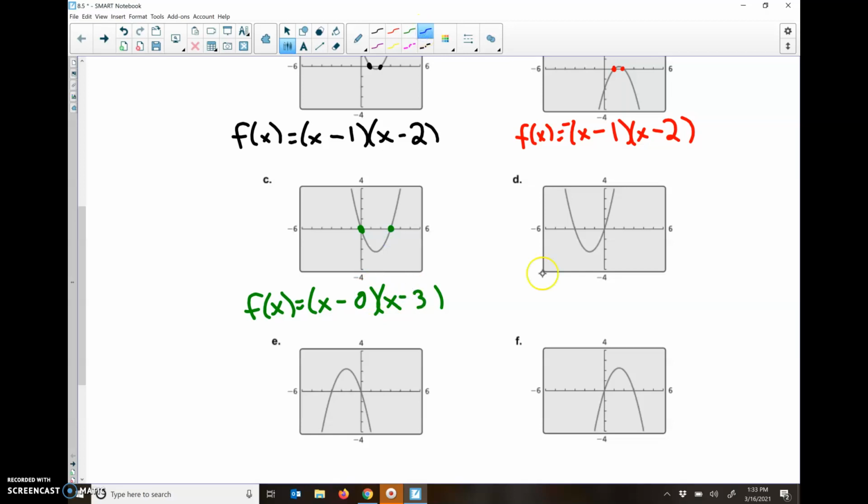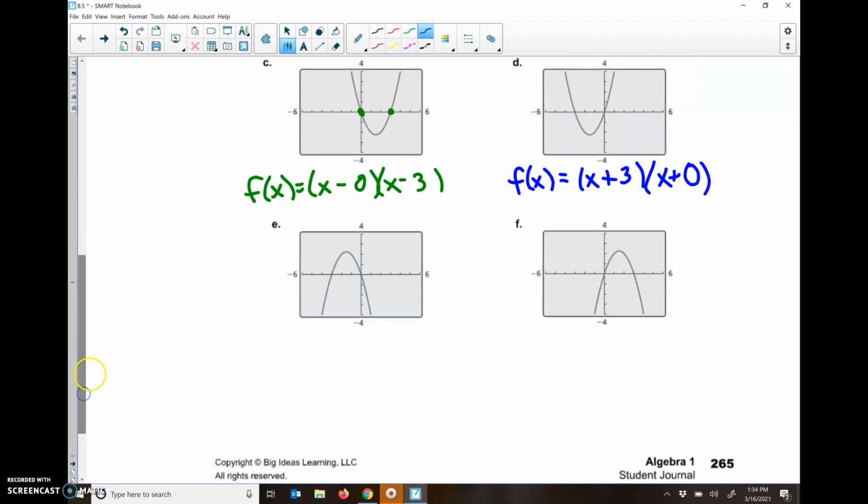Okay, D, we finally get a negative intercept, so we'll see how that changes our answer. Now that we have a negative intercept, instead of x minus a negative 3, we're going to change that minus a negative and end up doing a plus 3. So we have x plus 3, and then x minus 0, or really x plus 0, doesn't matter because it's 0. You can't have a negative 0.